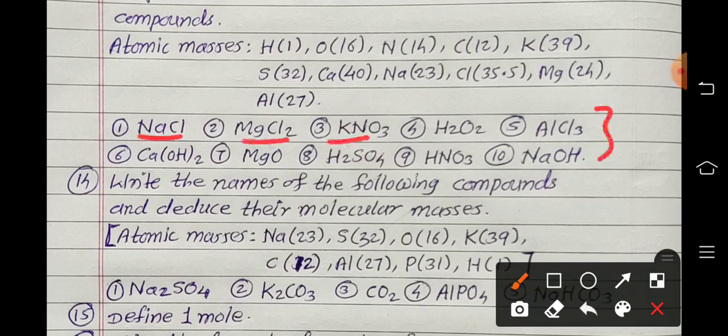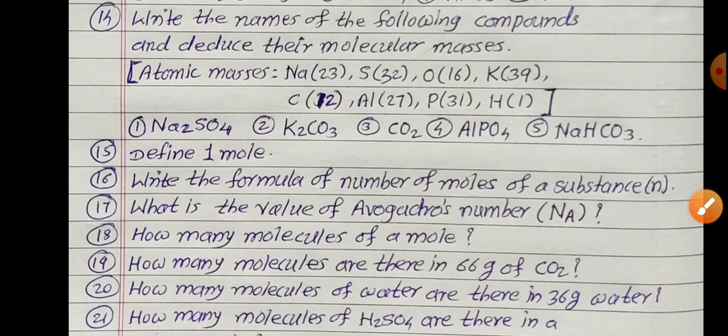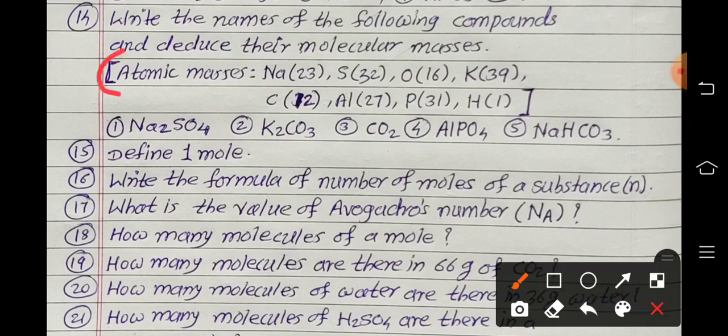Next, write the names again, and actually this is an exercise question. Clear? This question number 14 is given in exercise question number 5, I think. Write the names and find out or deduce the molecular masses. Atomic masses are given in the bracket, and how many are there? I think 2 compounds are repeated in the exercise, so no need to write the answer again. So the remaining 5, you try to find out the answers. Clear? Next one.